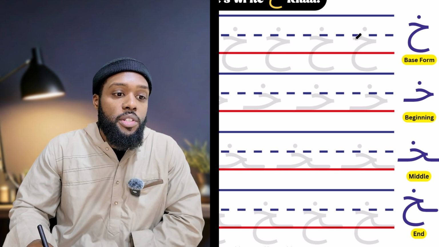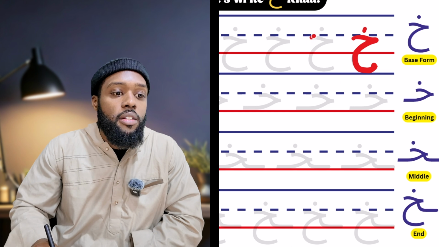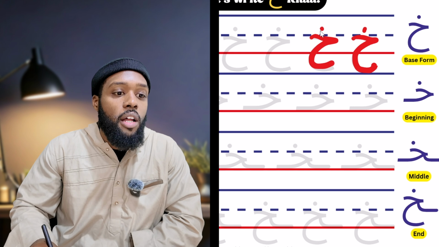And again, we start with the top portion of the Khaa, this 7 looking portion, right into a C with the dot above. And one more time, this 7 looking portion into a C with a dot above.